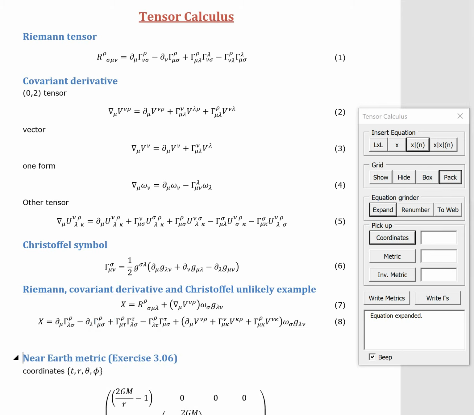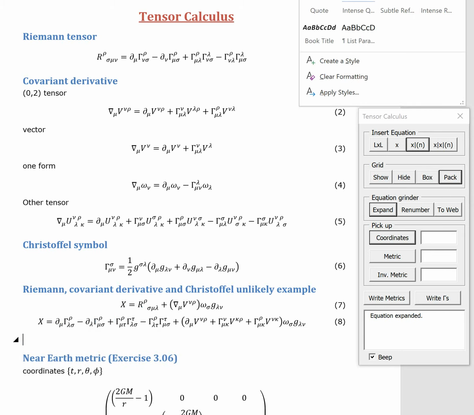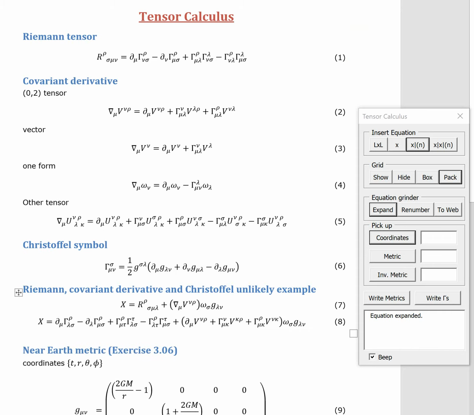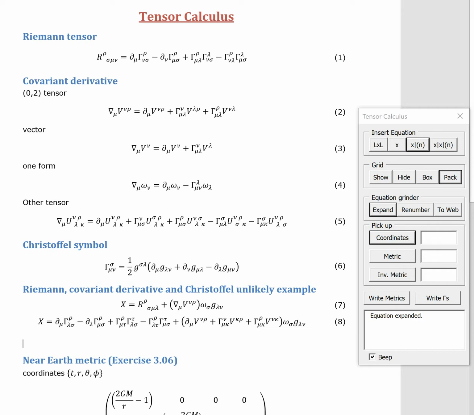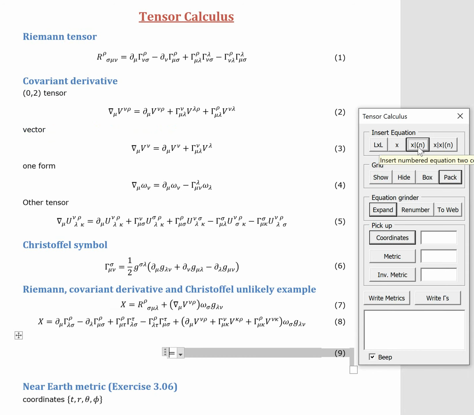Okay, so we'll copy that equation down here, it's like that. And now I'm going to use this thing which inserts a new equation with a number on it. It picks up the number from the one above. Obviously we've got a slight problem here because we've got two equations, number 9. I would then use the renumber equations to actually sort that out.